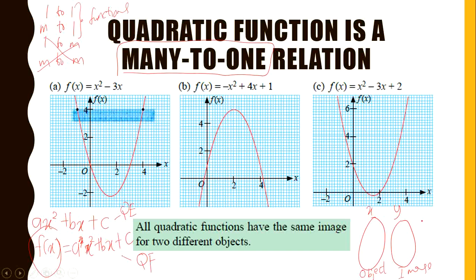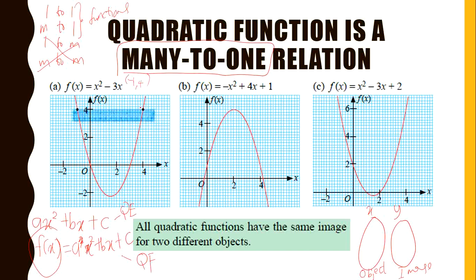Okay, so macam mana kita tahu dia adalah many to one relation? Kita tengok mula-mula dekat A tu. Kenapa dia letak pembaris tu? Okay, so kita tengok this point yang dia dah highlight ni. Point ni, kita check dulu. Dia punya x koordinat apa? Dia punya x koordinat is negative 1. Okay, y koordinat dia apa? Y koordinat dia is 4.